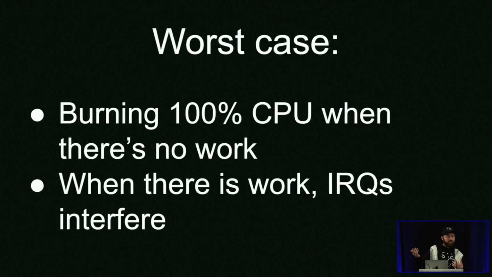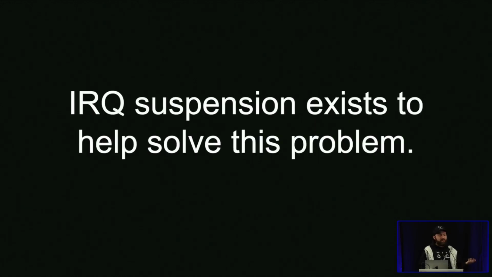And then when there is work to do, interrupts are interfering with processing in user land, so your cache efficiency goes down. And that's like the worst case scenario you can end up in, and it kind of sucks overall. And that's why this new mechanism, IRQ suspension, exists. It's to try to help solve this specific problem, and I'm going to explain to you a little bit more about how that actually works and how you can use it in your apps.